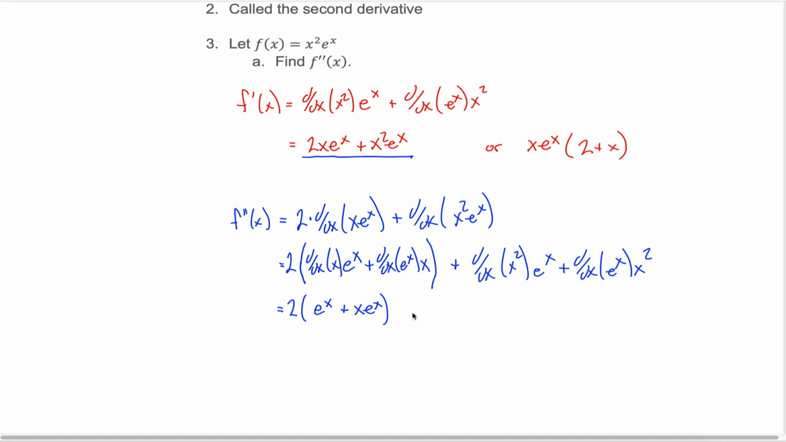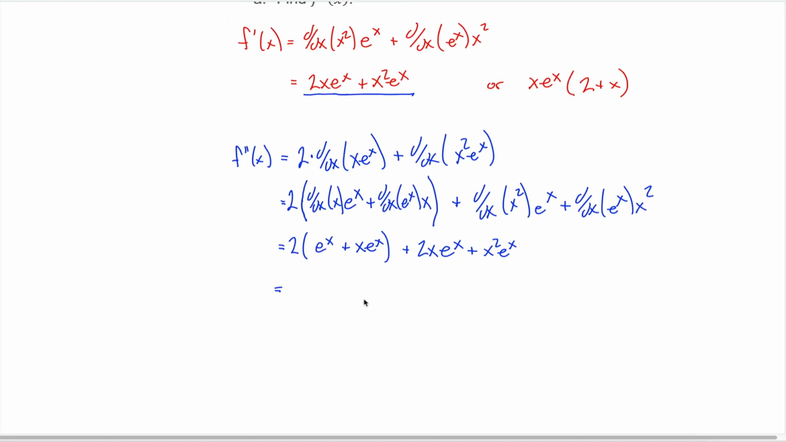Again, careful with the parentheses. Over here, the derivative of x squared is 2x. So I got 2x e to the x. And then over here, the derivative of e to the x is just e to the x. So I got x squared e to the x. Could you leave your answer like this? Absolutely. You could be done and call this good. However, it's worth pointing out that you could simplify things.